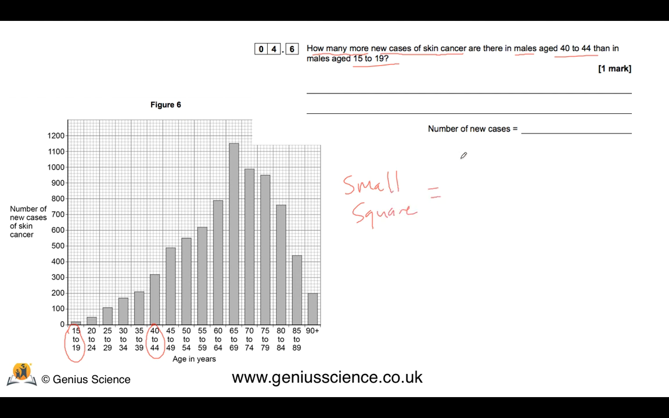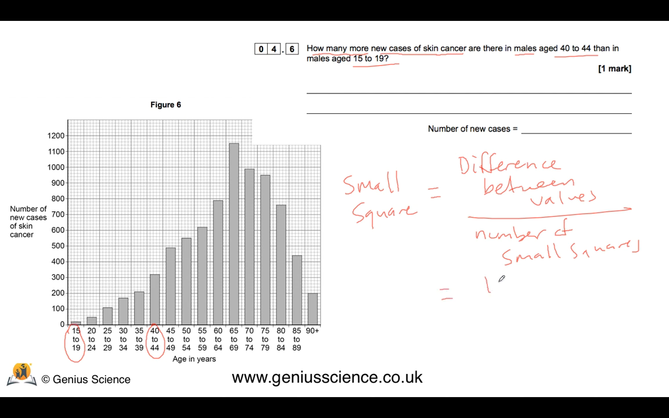It is equal to the difference between the values divided by the number of small squares. Let me explain that. The difference between the values as we go up the graph here is 100, and the number of small squares is 5. So if you do 100 divided by 5, the answer is going to be 20 cases. So each small square represents 20 cases.